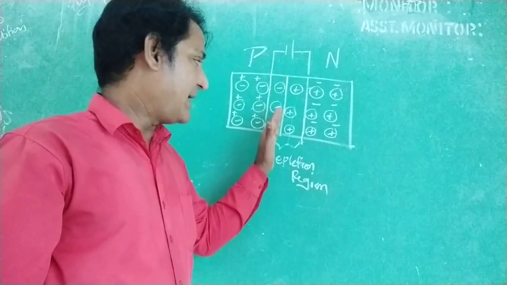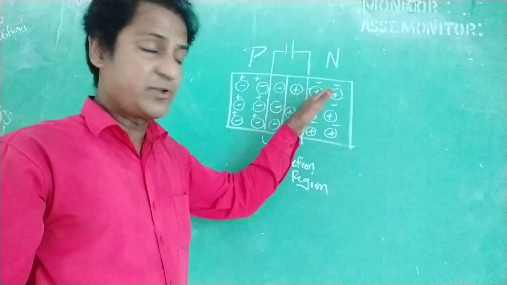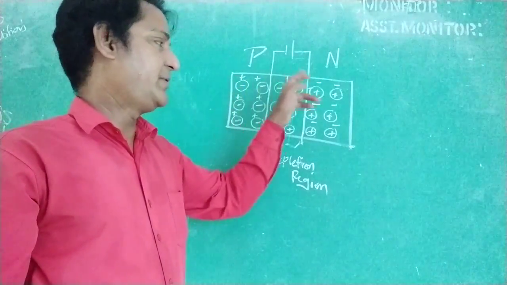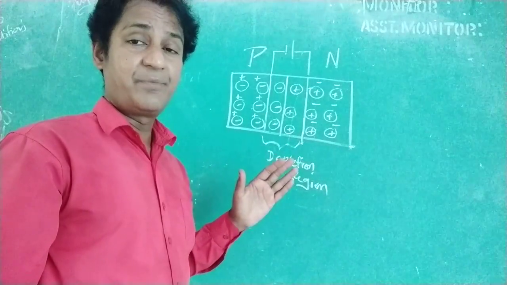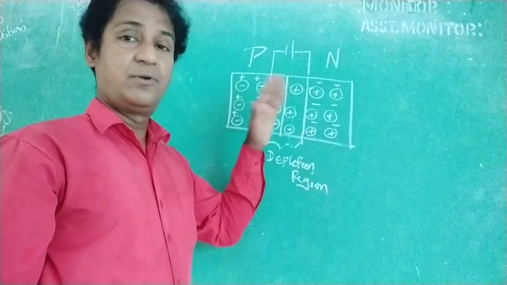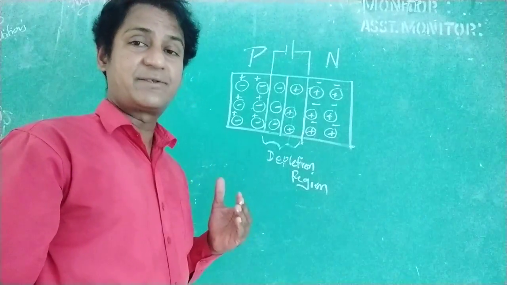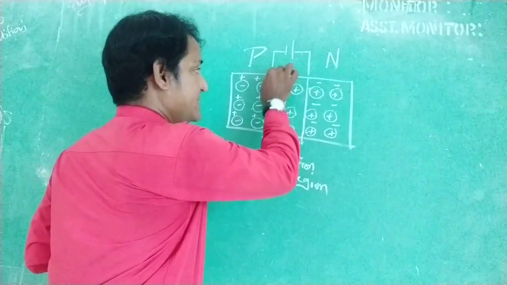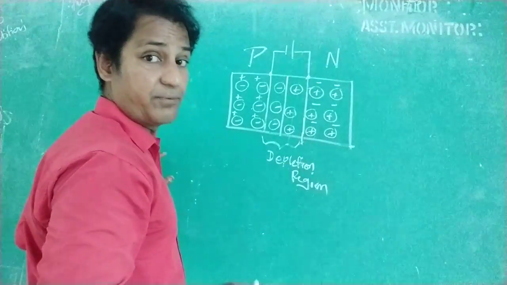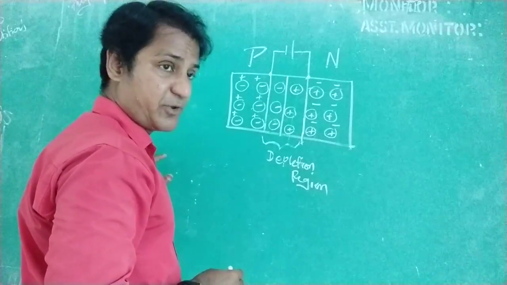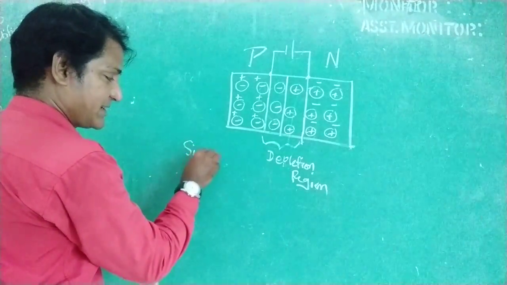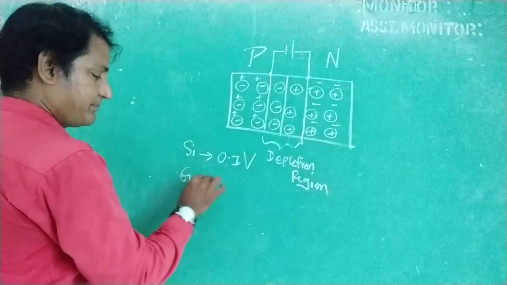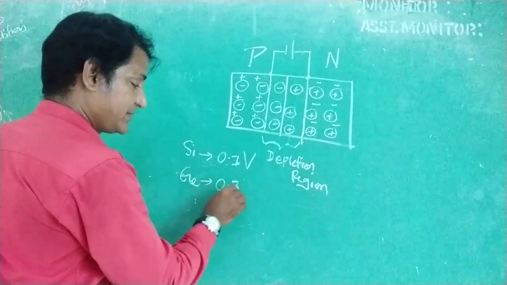This barrier prevents the further movement of electrons from the N side into the P side and the further movement of holes from the P side into the N side. So this barrier, which prevents the electrons and holes from crossing the junction, is called the potential barrier. And the distance between this point and this point is called the width of the barrier. For silicon, the potential barrier is 0.7 volt. For germanium, the potential barrier is 0.3 volt.